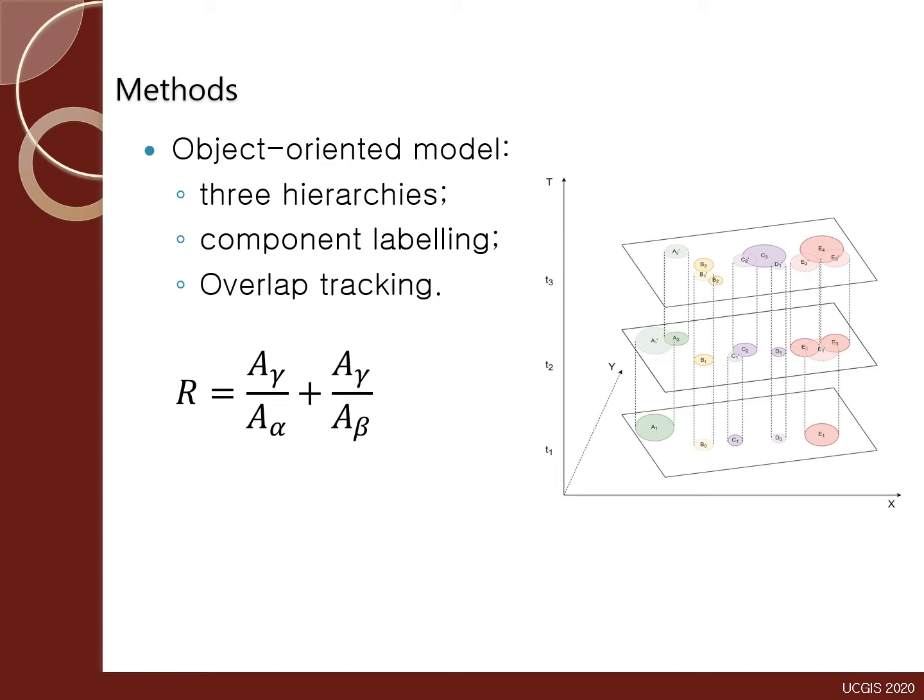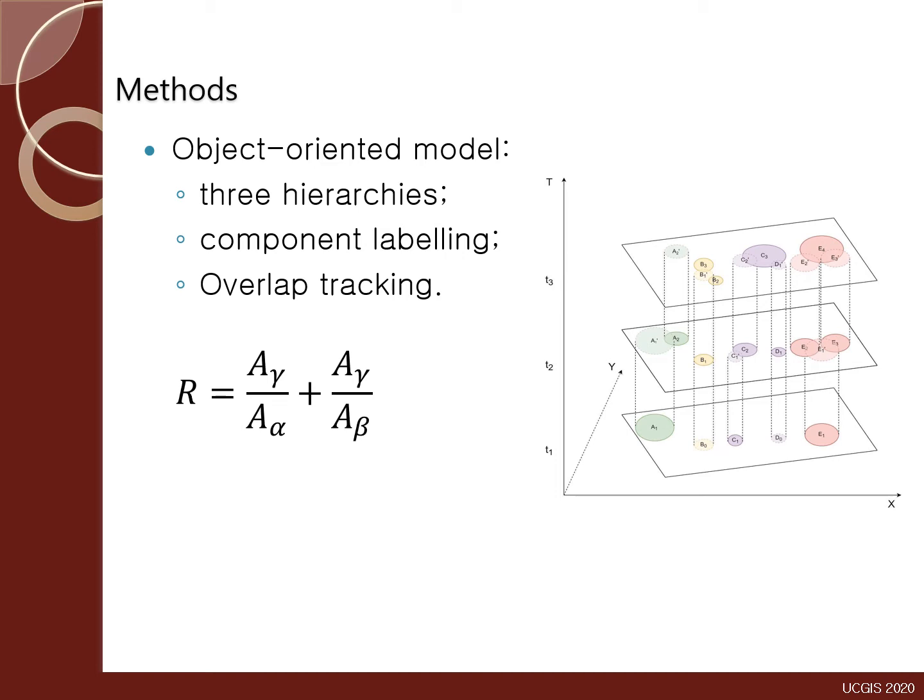Therefore, we divided this issue into three hierarchies. One, cell level. It is the satellite image pixels of the tidal flat region. The second hierarchy is object. It is the single tidal flat contiguous area with a specific state at a specific moment.